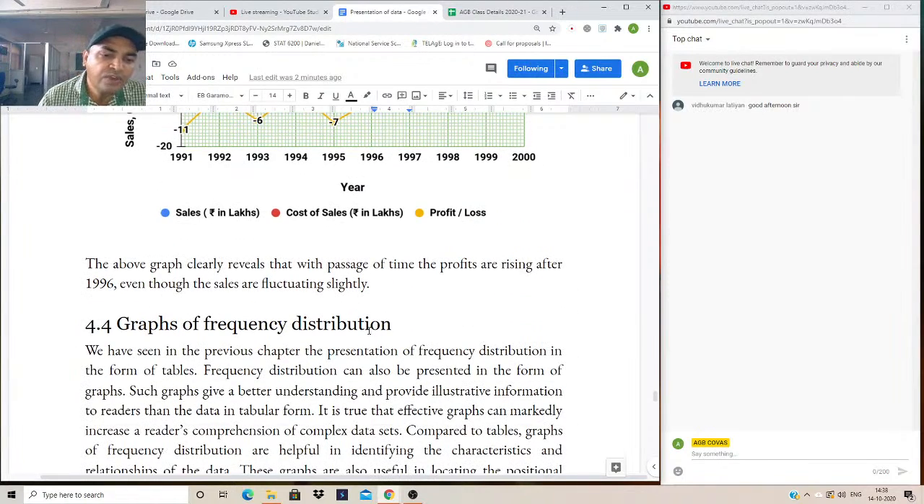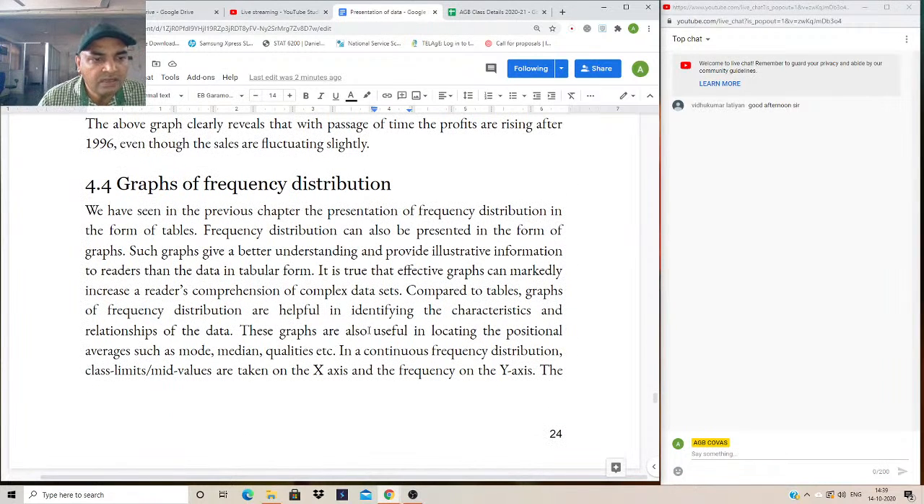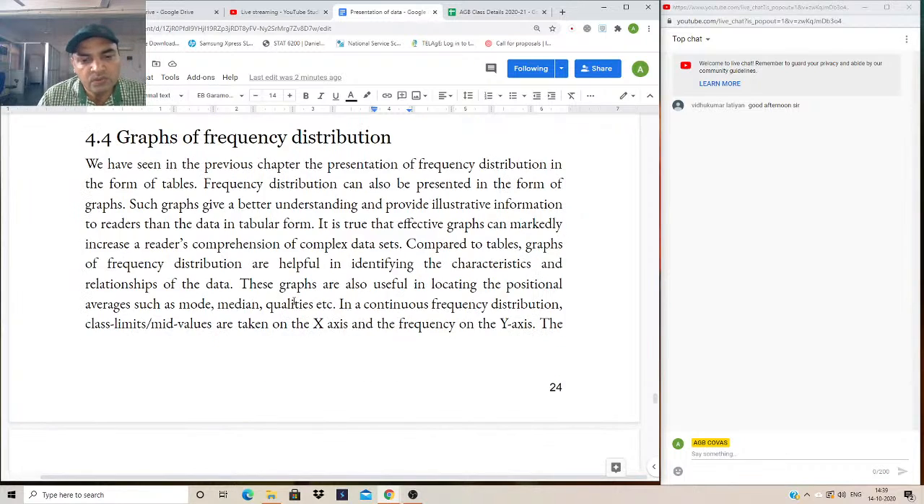Now, graphs for frequency distribution. As we have seen how to show this for the histogram, similarly we can have the graphs for the frequency distribution. Already we have studied in the previous lectures how to make a frequency distribution. Okay, and here we will be making graphs out of those. Now there are certain rules. In a continuous frequency distribution, the class limits and the mid values are taken on the x-axis, whereas the frequency is taken on the y-axis.